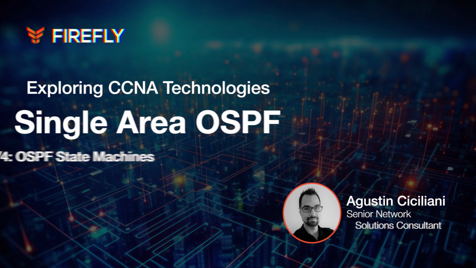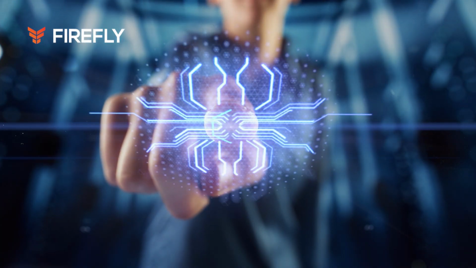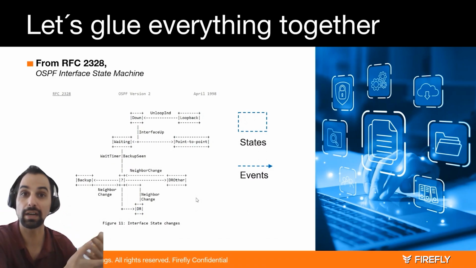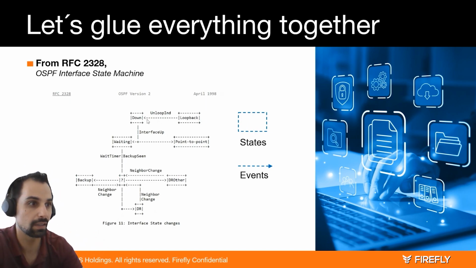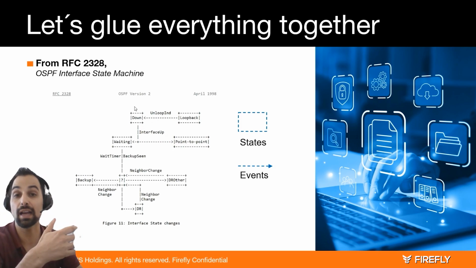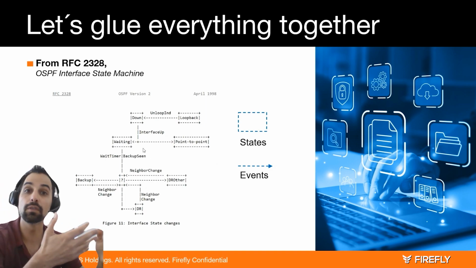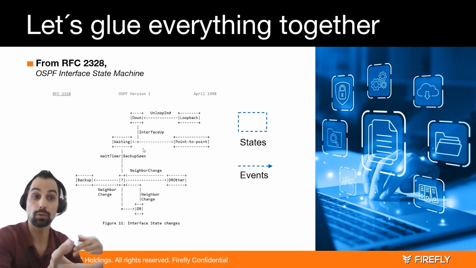Okay, so believe it or not, we're back to OSPF, and in this case, we are seeing a state machine that is basically controlling an interface that is running OSPF. If you see here, the squares represent the different states an interface can be in, and the arrows represent the different events that can move the interface from one state to the other.